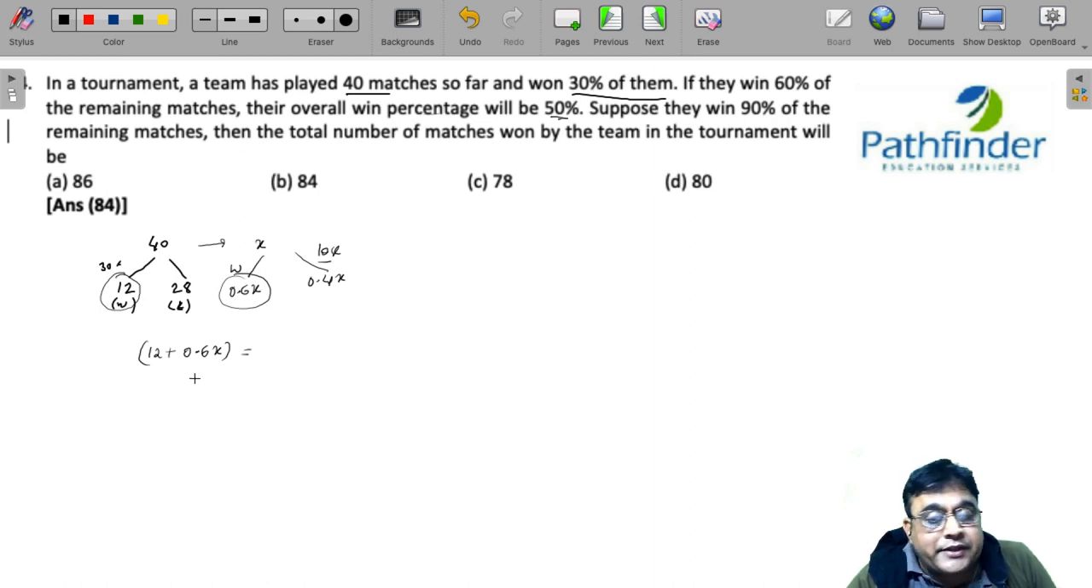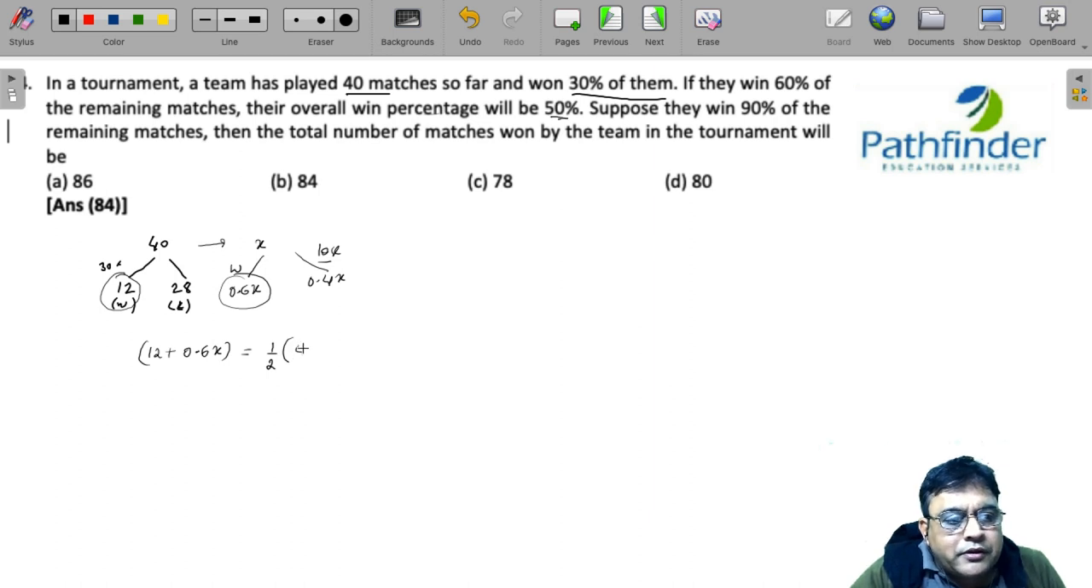If the win percentage is 50, it means they must have won half of the total matches. And what is the total matches? 40 plus x. And what do you get here? 0.6x minus 0.5x, so 0.1x must be equal to 20 minus 12, that is 8. So x must be 80 matches.